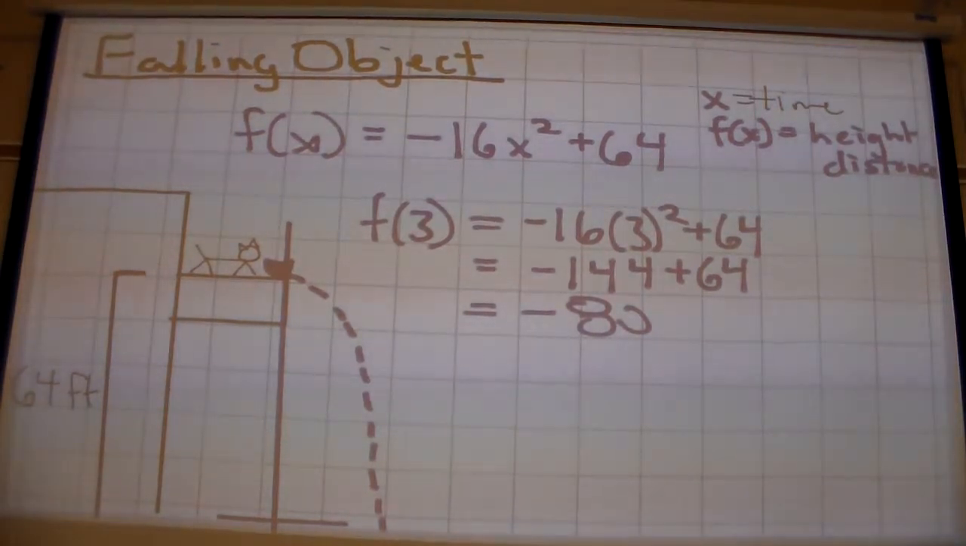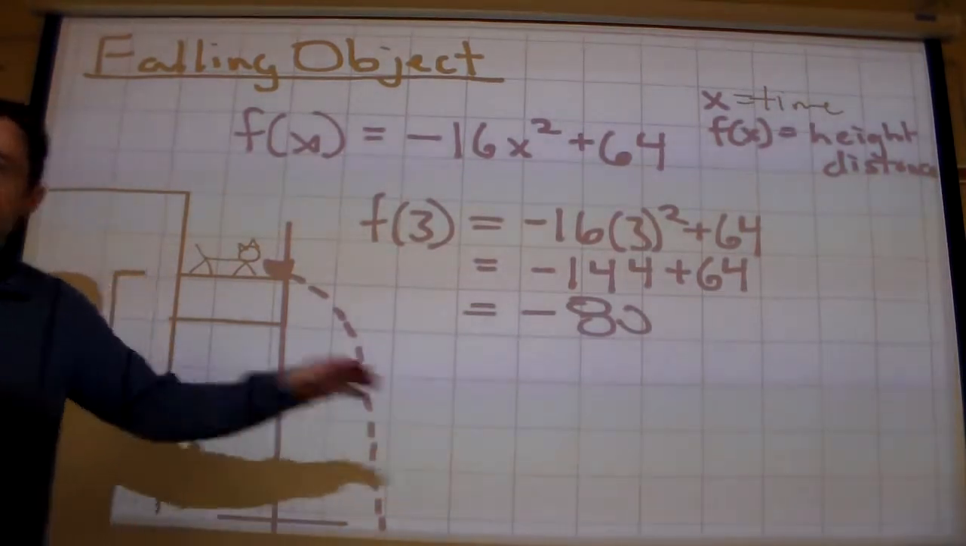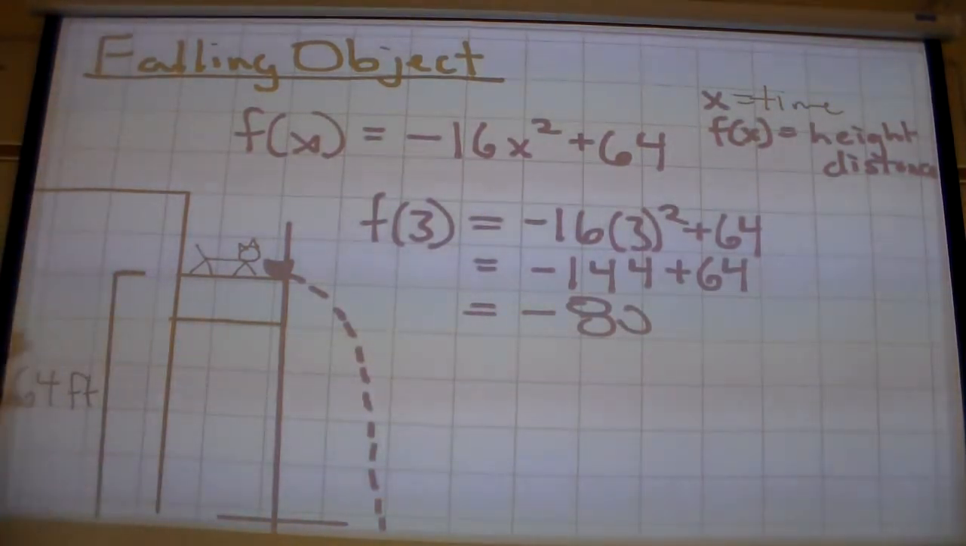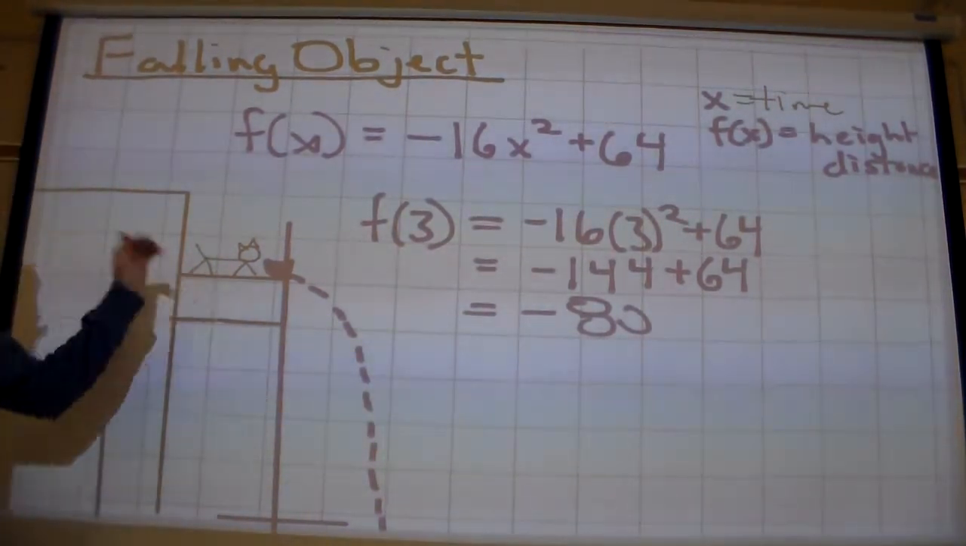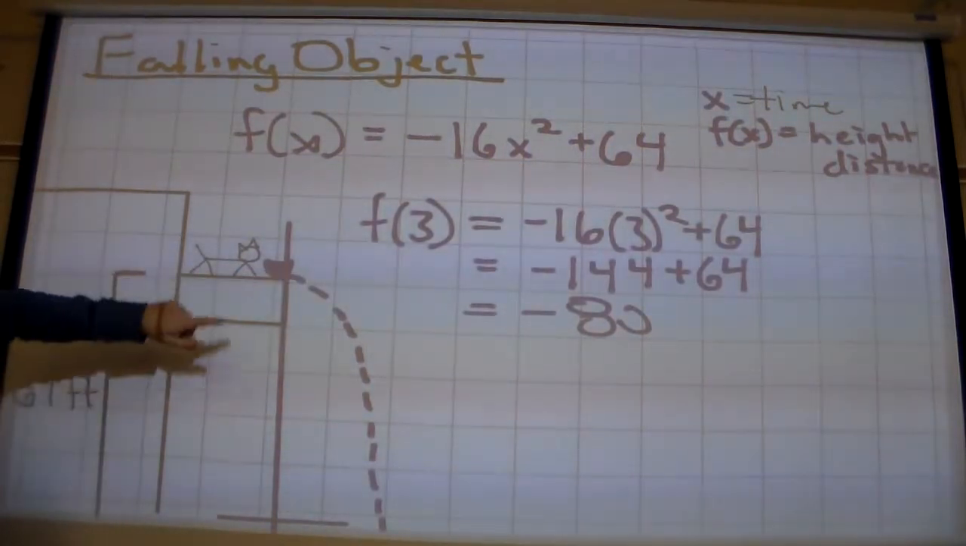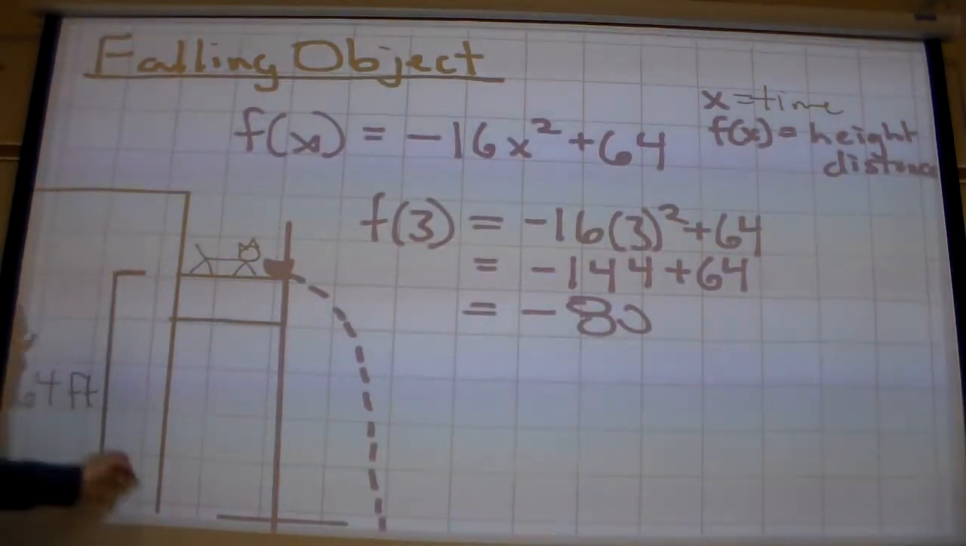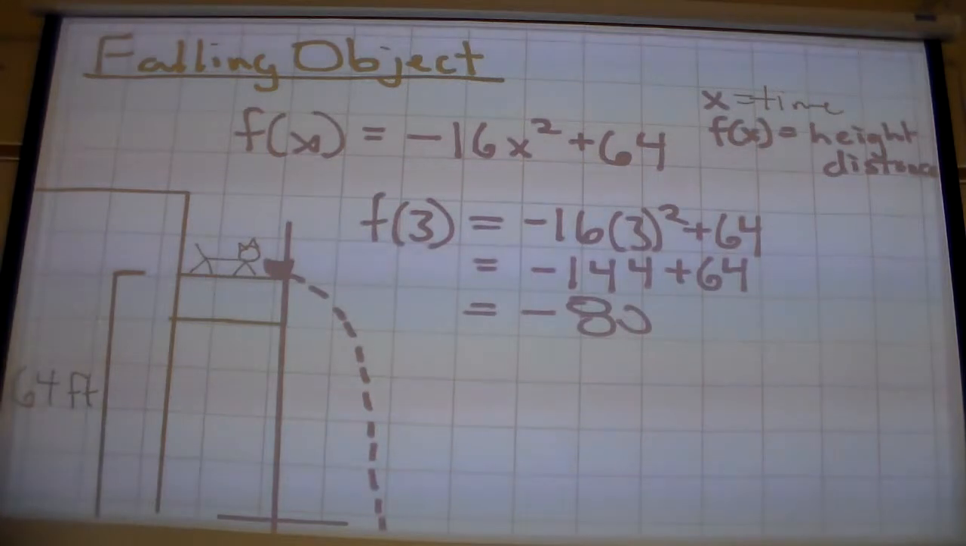Wait, does that mean we have negative time? So that means at 3 seconds, it's 80 feet below the ground. So that took too long. If you were up on your balcony and you saw the cat kick over your favorite potted plant, you're like, I'm going to run down the stairs. If it took you 3 seconds to get down there, you're too late. It's already broken. What else do you want to try?